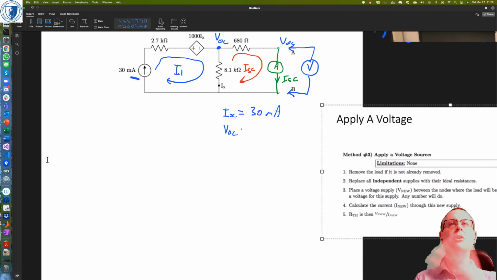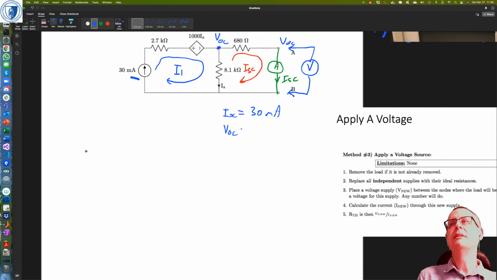So we remove the load. If the load's already removed, there's nothing between A and B. Replace all independent supplies with their ideal resistances. In this case we only have one independent supply, the current source on the left, the 30 milliamps. So we replace it with its ideal, and its ideal is just an open circuit. If we do that, we effectively have a circuit like this.